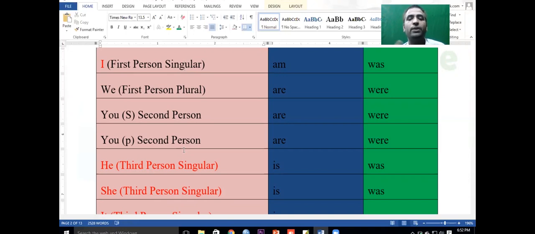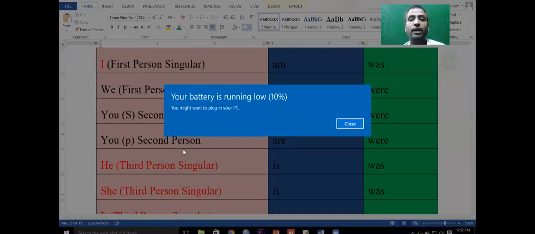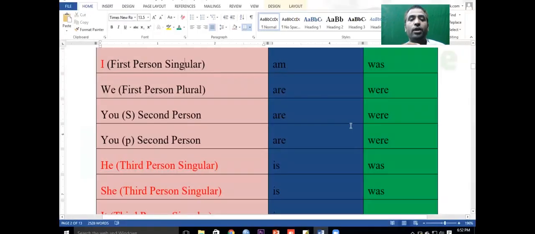So second person means the person to whom we speak, the listener, who is listening to the speaker. That is called second person. It is also either singular or plural. If I am talking to Peter, then it is second person singular. Peter is one person, and he is listening to my speech. And if Peter, Rose, Christina are listening to me, then they are plural, but they are second person because they are listening to me. And third person are those about whom we are talking.